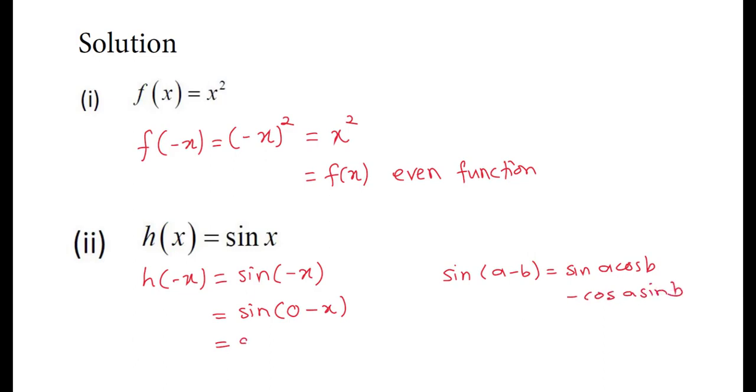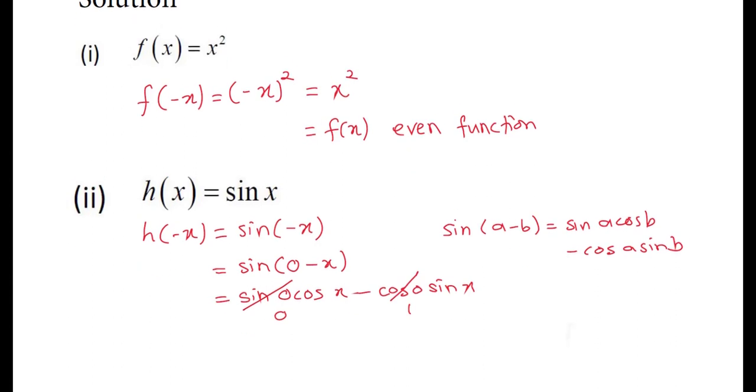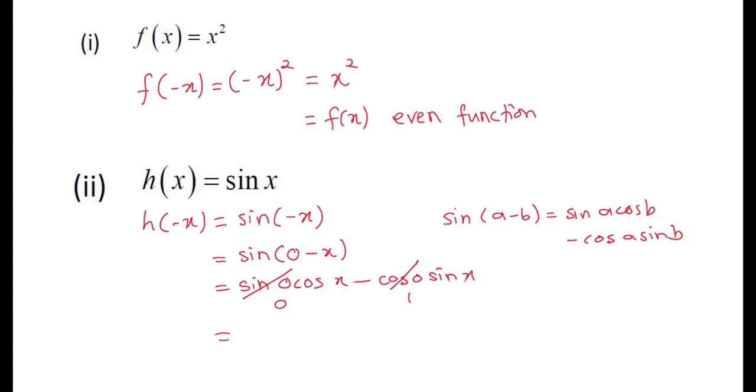So from here you will get sine 0 cos x minus cos 0 sine x. Okay, sine 0 is 0, and then cos 0 is 1. So you will get negative sine x. So this one is negative h(x). So we can say that this is an odd function.